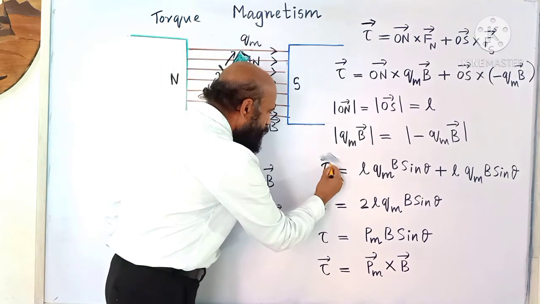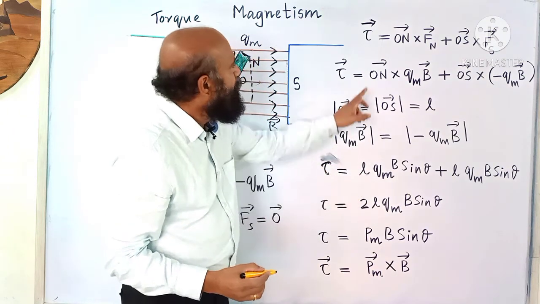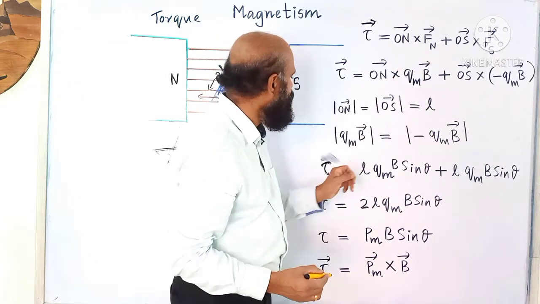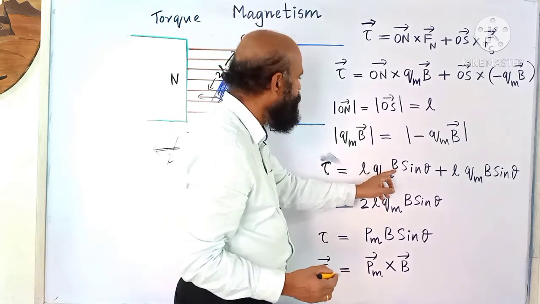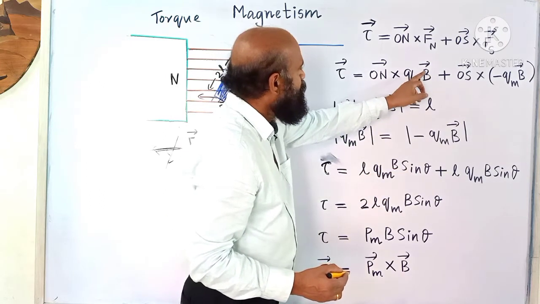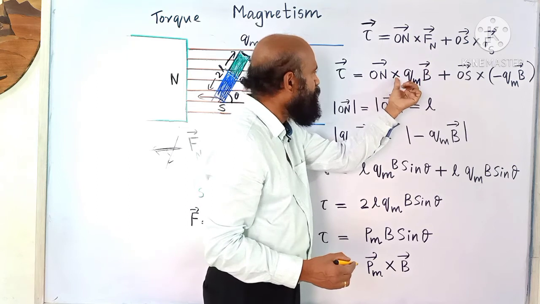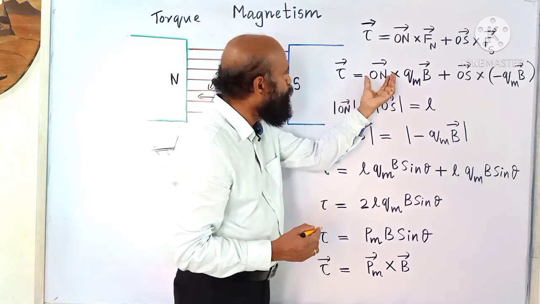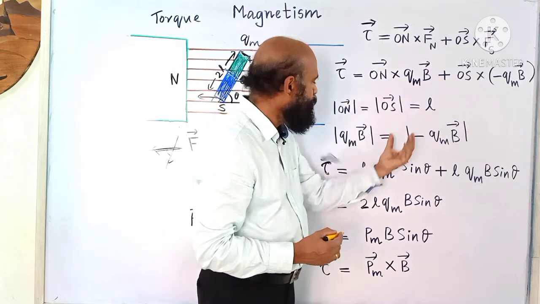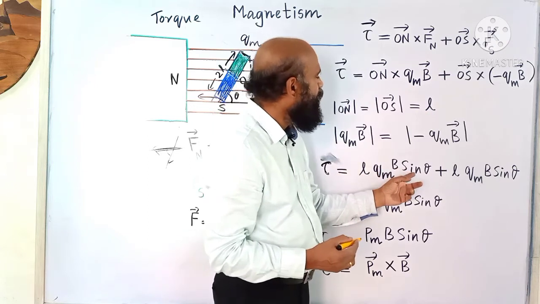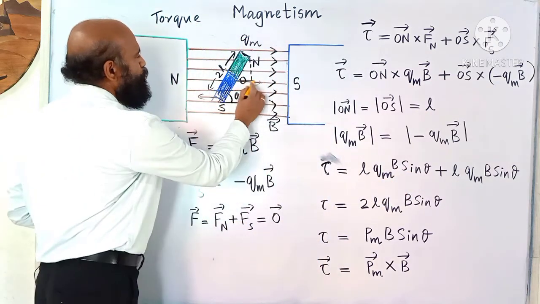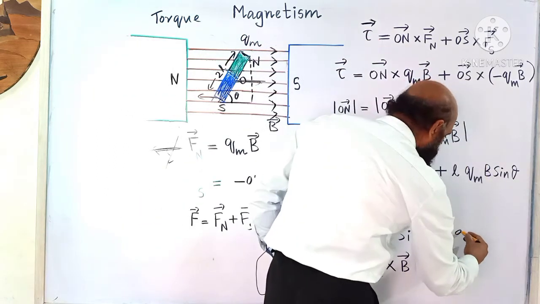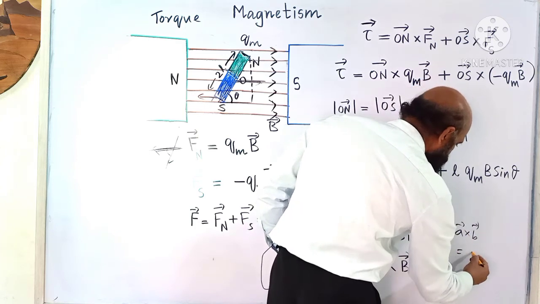The magnitude of the torque is equal to, instead of ON vector we can write L, instead of Fn vector we can write Qm B. Then it's a cross product. When you take the cross product, A vector cross B vector is AB sin theta. The magnitude of ON vector is L, the magnitude of Qm B vector is Qm B, and the angle between these two vectors is theta, so it is sine theta.